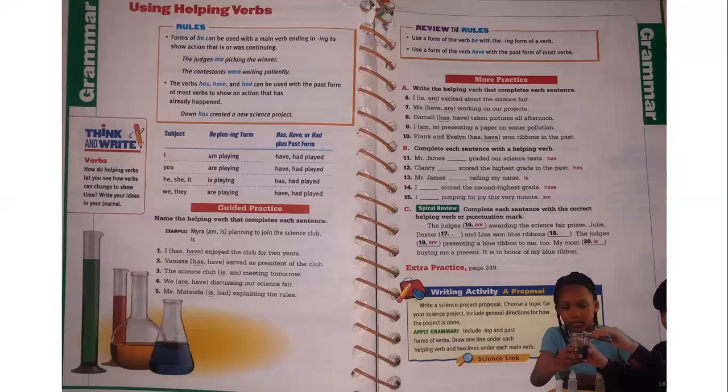And finally, number 15, I am jumping for joy this very minute. All right, so this is something that is happening now, jumping. This is an action that is continuing, so I am jumping for joy. Okay, let's move on to the practice workbook. This is what we completed in class.